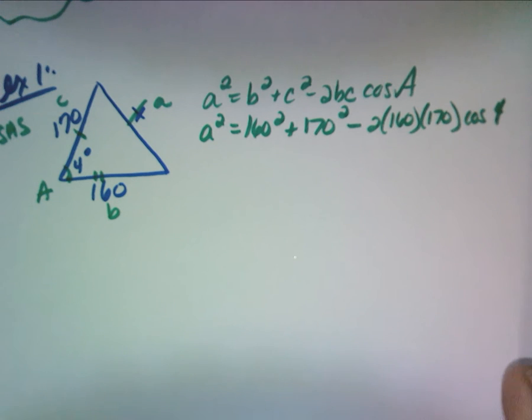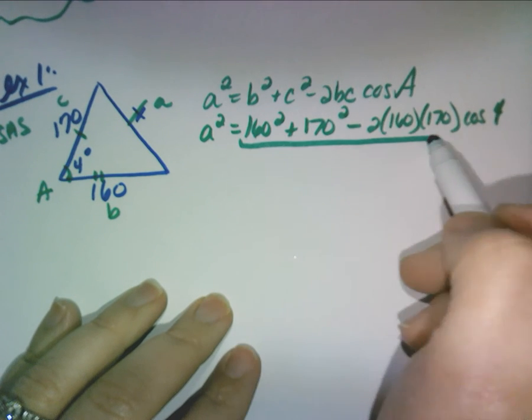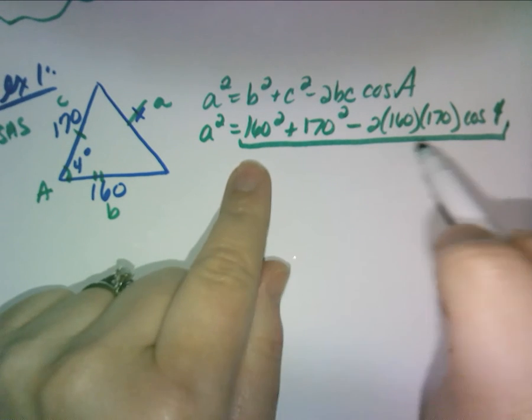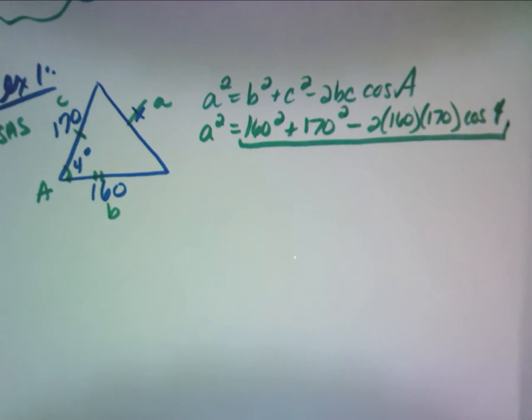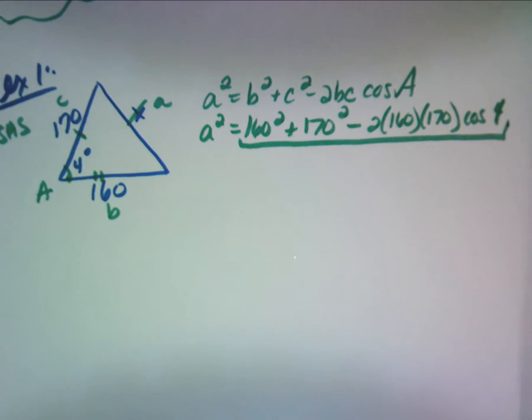By the way, make sure your calculator is in degree mode. Depending on how your calculator works, you can type all this in right now. If you type it accurately and you're in degree mode, you'll get the correct answer. Let's see if you get what I get. I would use parentheses here: 2 times 160 times 170 times cosine of 4.